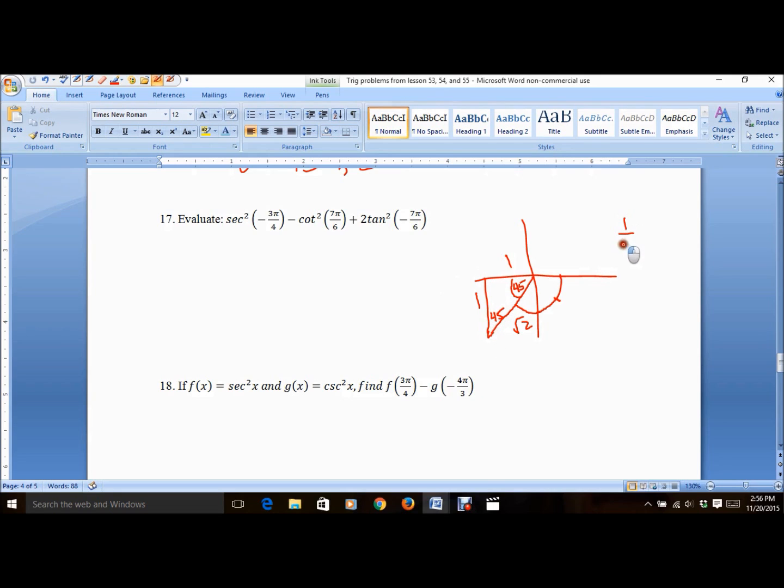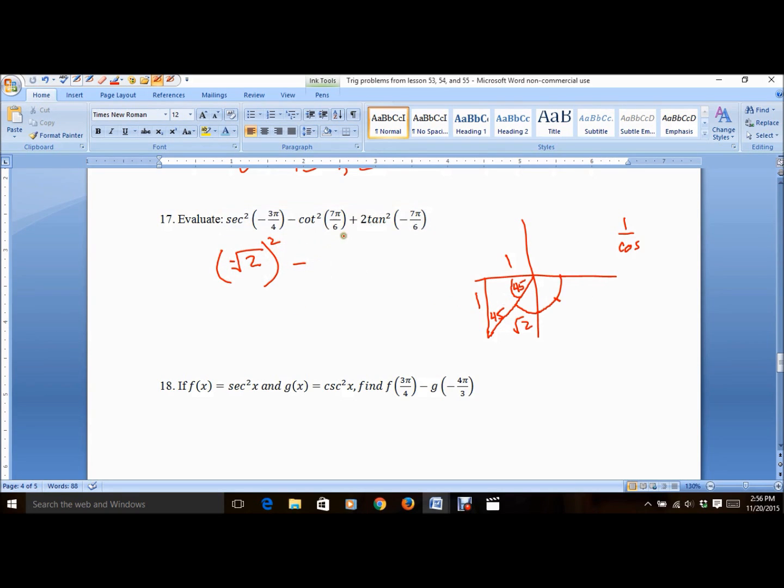The secant is 1 over cosine, remember. So the cosine here at 45 degrees is adjacent over hypotenuse, so it's 1 over the square root of 2, but it's negative because we're in the third quadrant, so this is negative, negative. So the secant is going to be the reciprocal of 1 over square root of 2, so it's going to just be square root of 2. Like I said, it's negative because we're in the third quadrant, and then we're going to square that.